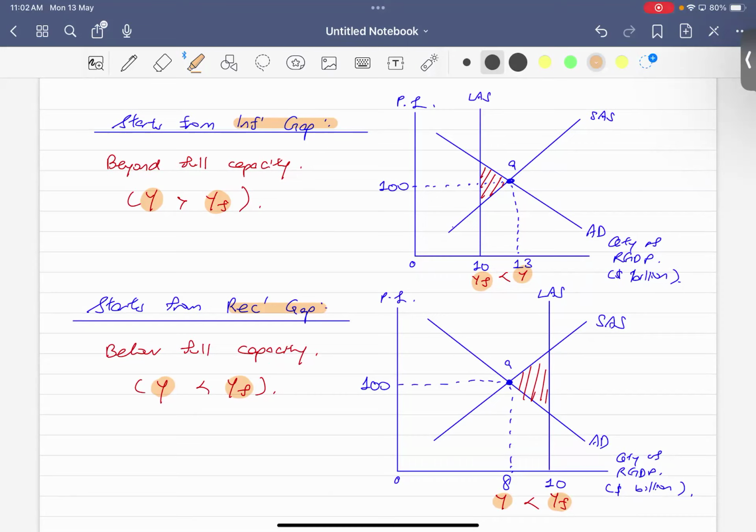YF means full employment. F means full employment. So full employment refers to our full capacity. We assume that's the full potential of the economy. Okay, wait for a while, then we move on.